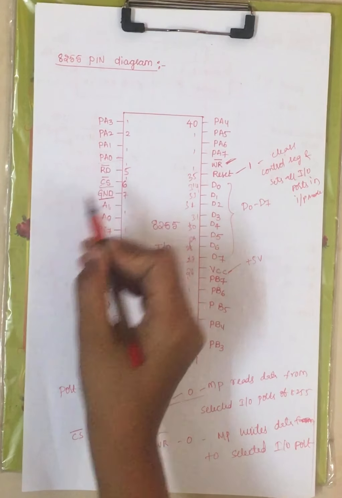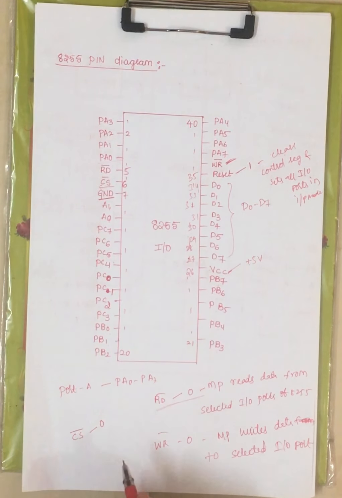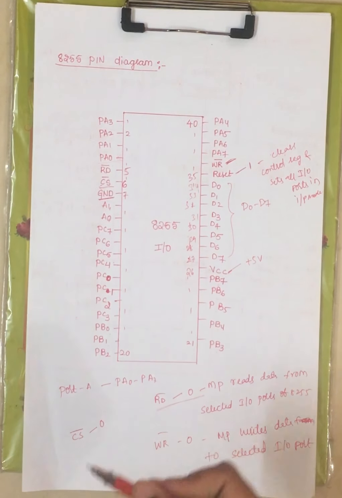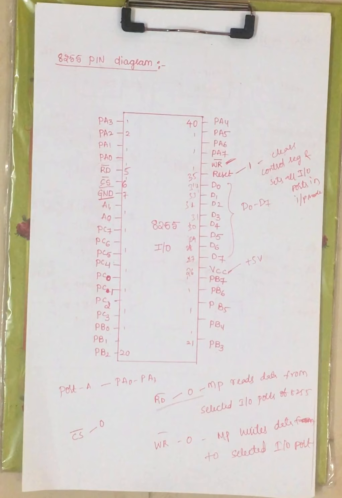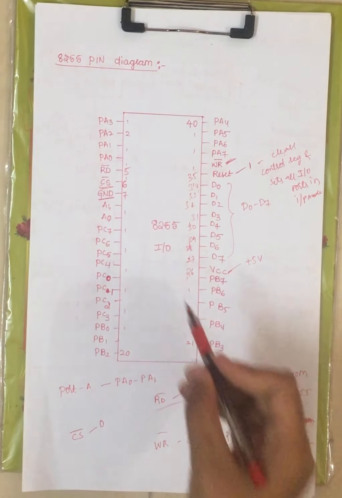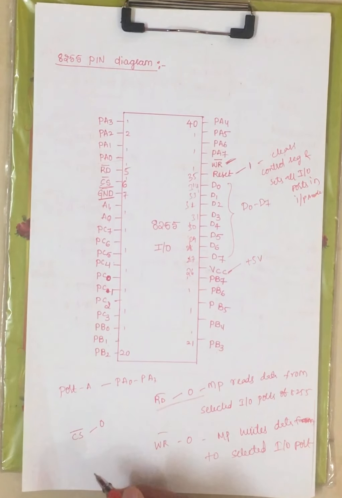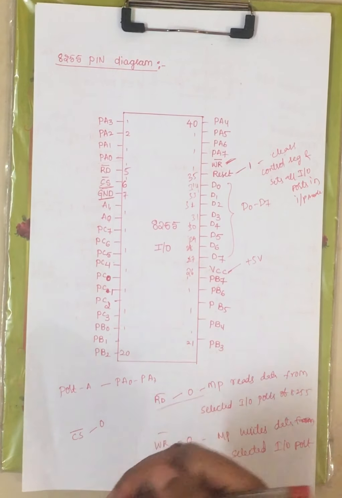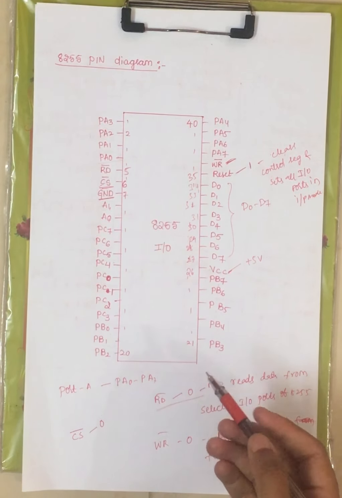And next we have chip selection, CS bar, right? When it is logic 0, it indicates 8255 is ready for communication with the microprocessor. This is also an active low signal, you have the bar over there. When it is logic 0, it indicates 8255 is ready for communication with the microprocessor, right?